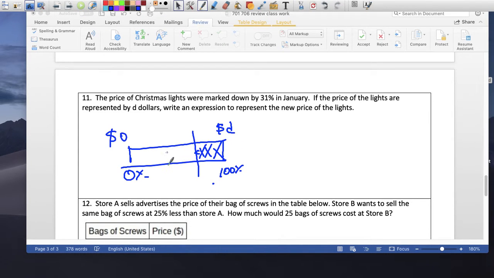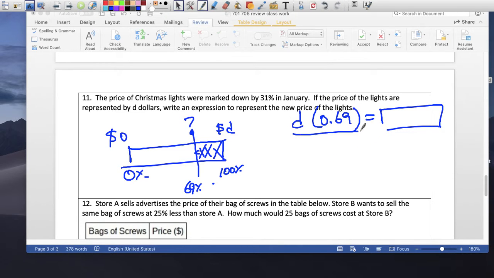If you take out 31%, it means that you're going to be paying 69% of the value. So to find out our mystery price, you would multiply D times 0.69, and that would give you the new price of the lights after a discount of 31%. And so this is the expression I am looking for.